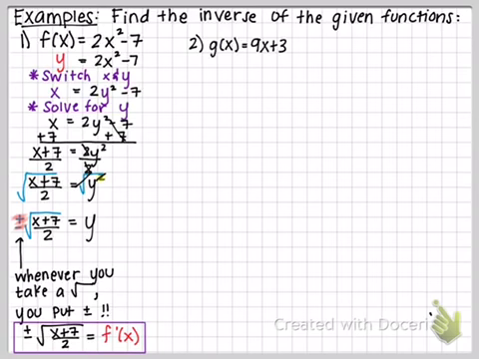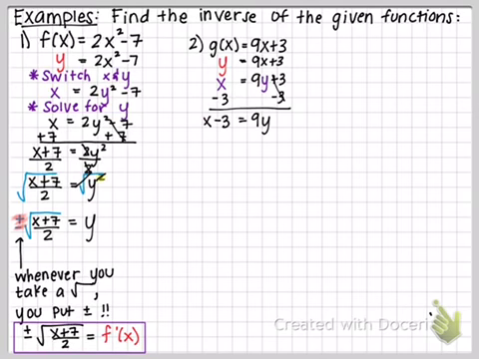Okay, so number 2. If we have g of x equals 9x plus 3, the first thing we're going to do is we're going to switch this to y, so y equals 9x plus 3, and then we're going to switch the x's and the y's. Now we're going to solve for y. So what's the first step to solve for y? We're going to subtract 3 from both sides. That cancels out on the right, and we have x minus 3 equals 9y. What's the last step? We're going to divide by 9.